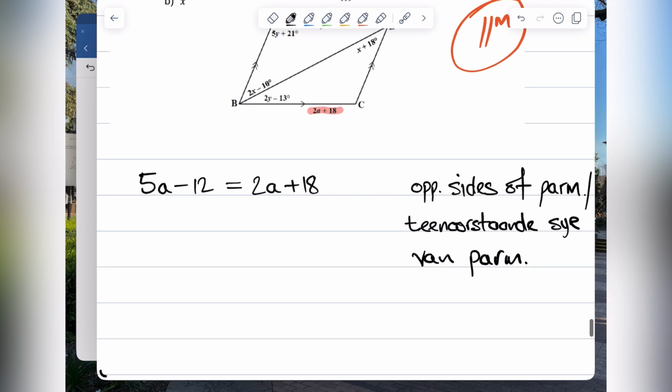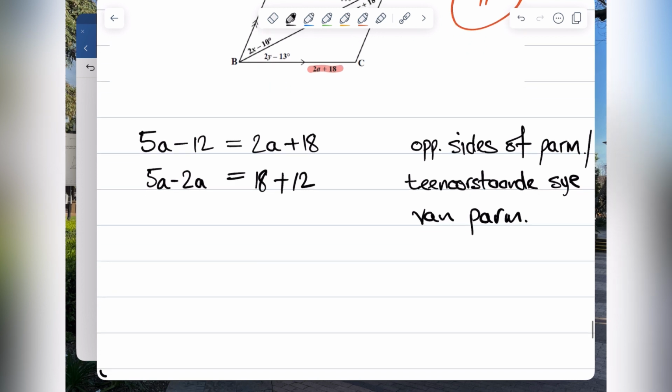Right? So now we can just solve for this equation by grouping all the like terms. So 5a minus 2a on the left, and 18 plus 12 on the right. So we just move things in the right places by using inverse operations. And 5a minus 2a, of course, is 3a. 18 plus 12 is 30. And then, of course, we need to divide both sides by 3. And 30 divided by 3, of course, is 10. So A is gelyk aan 10.